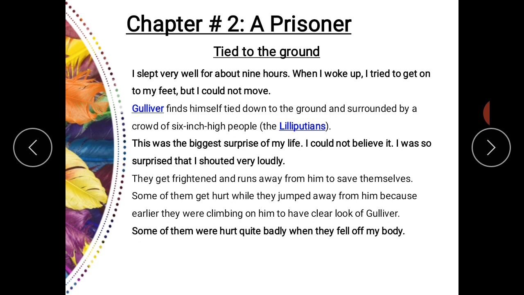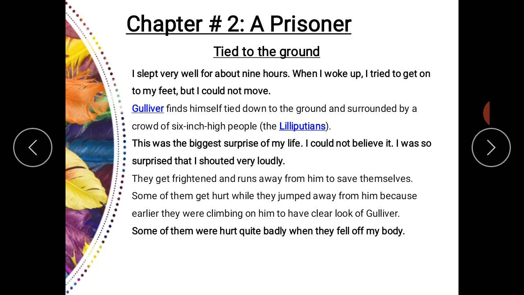This chapter starts with these sentences. I slept very well for about 9 hours. When I woke up, I tried to get on to my feet, but I could not move. Children, remember that these bold type words are the extracts from your novel. Fine. I'm not going to read the whole novel. You will be reading it yourself. Just to make you understand this novel, we are going through all this.